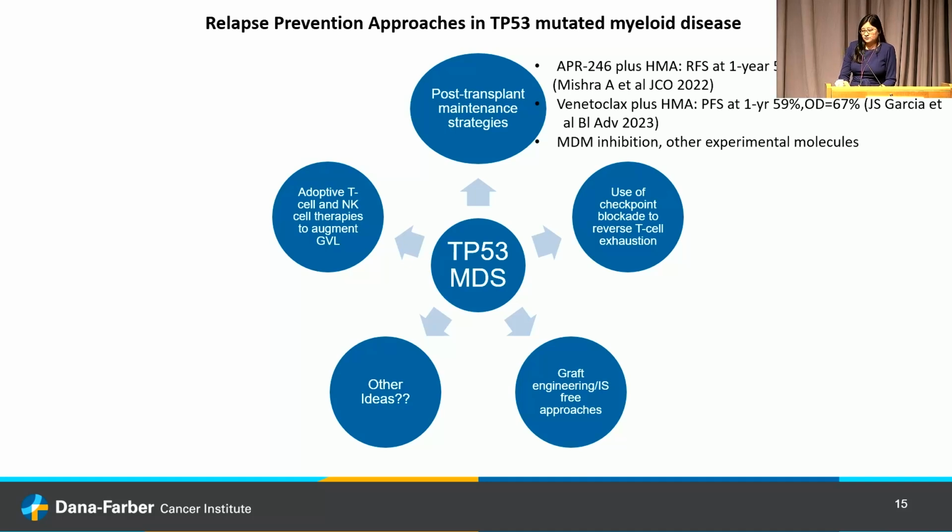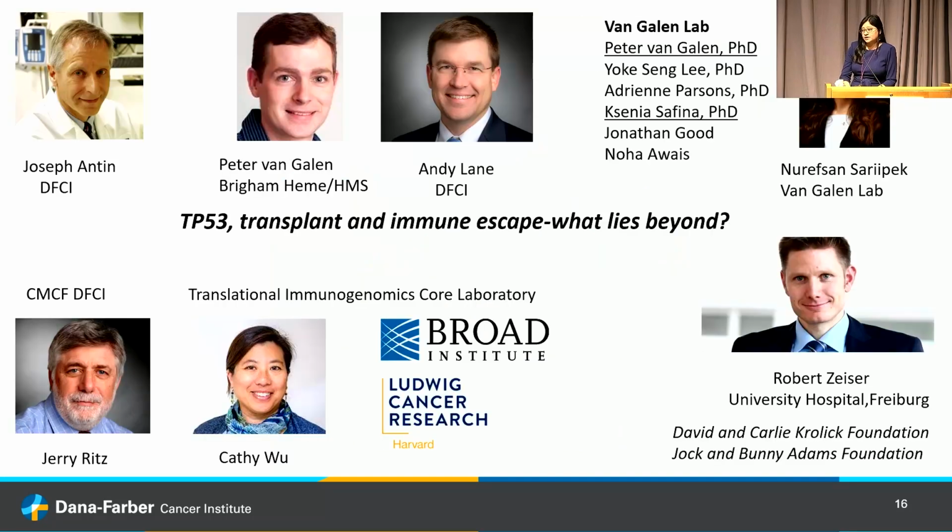As transplanters, we always want to think about modulating the immune system to prevent relapse, and attempts have been made with adoptive T and NK cell therapies, with graft engineering efforts without immunosuppression, as well as with checkpoint blockade, but so far, no home runs. And so I come to the other idea circle, the desperation circle, where we really need to understand a little bit better how P53 is evading the donor immune system before we think about modulating it. And this was the basis for our current project, which in the last few minutes, I want to show you some preliminary data, some of which has been presented at ASH and some which has not.